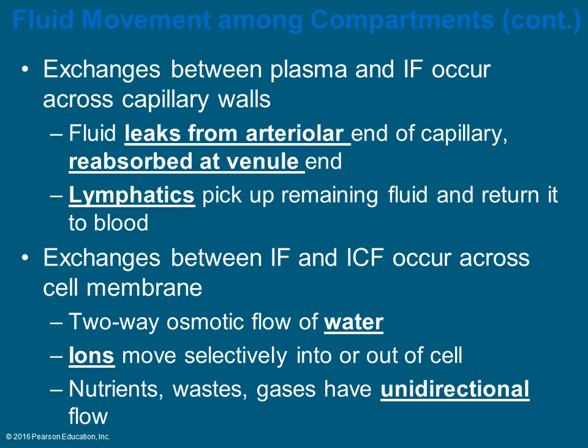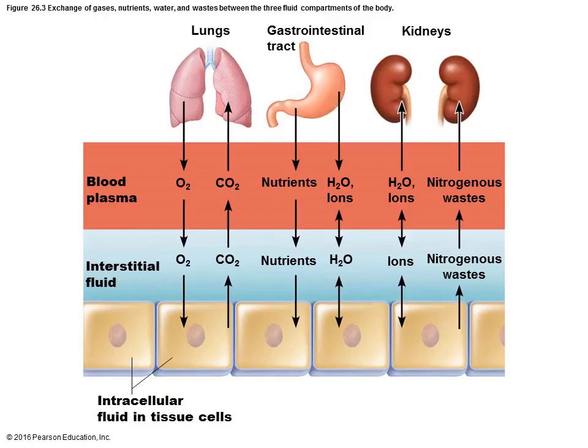Now, ions can move selectively in or out of the cell, and water can move in different directions depending on what's going on. Most of your nutrients, your waste products, your gases will only be flowing in one direction. So on this table, at the top, let's look at the lungs. Oxygen is flowing out of the lungs into the blood. From the blood, the oxygen flows out into the interstitial fluid and then eventually into the cell, so that it will be dissolved in the intracellular fluid.